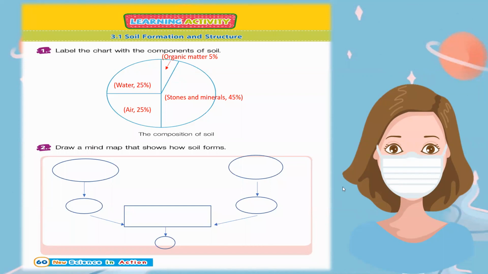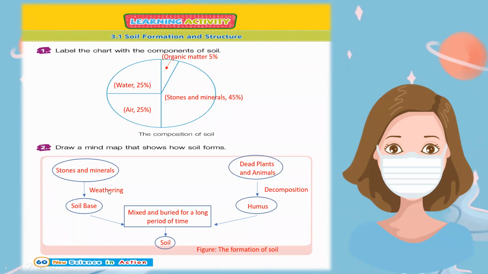All right, so here we have to draw a mind map that shows how soil forms. We already learned there are two forms. One is stones and minerals. The cause is weathering, and the soil base is mixed and buried for a long period of time. So the stones and minerals are buried for a long period of time, and we can have soil from that.